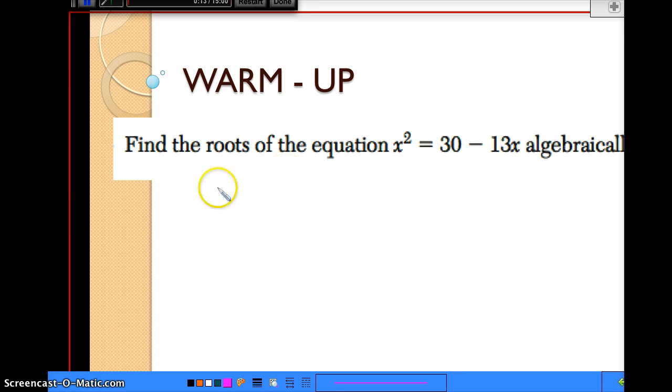It says find the roots of the equation x squared is equal to 30 minus 13x. The trick is to know that this is a quadratic equation, which means that you want to get it set equal to 0 unless you're doing completing the square. But I'm going to go ahead and try to see if it is factorable. When you set it equal to 0, try to make sure your x squared term is positive, so that means I'm going to move these two terms over to the left. So I'm going to subtract 30 and I'm going to add 13x to both sides.